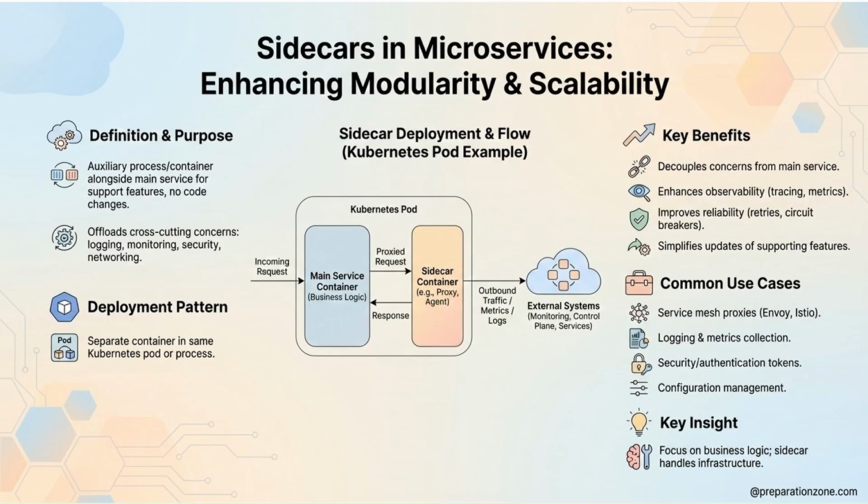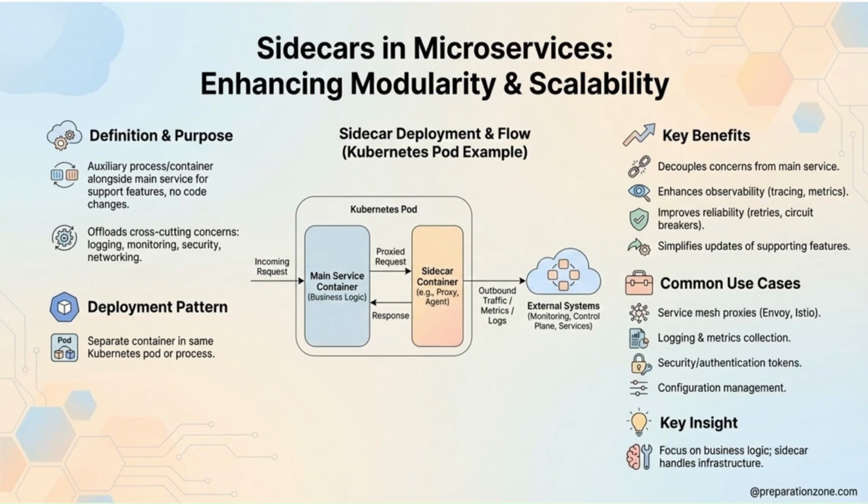How is it deployed? In practice, the sidecar is deployed as a separate container in the same pod, especially in Kubernetes, or sometimes as a parallel process. They sit side by side, communicate seamlessly, and operate independently. Your main service doesn't even know the sidecar exists, it just benefits from it.